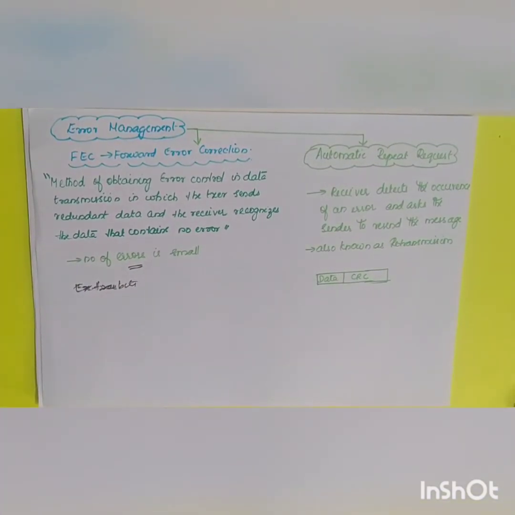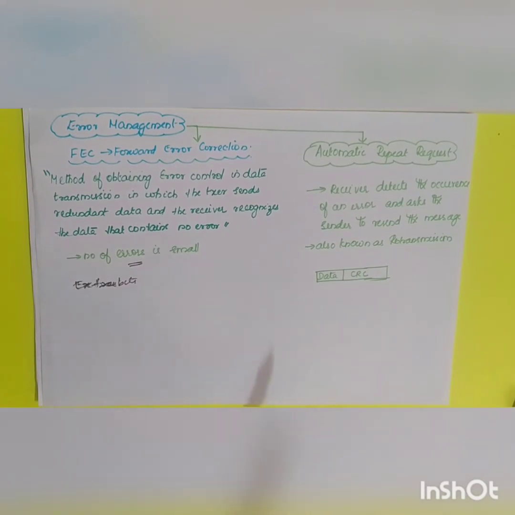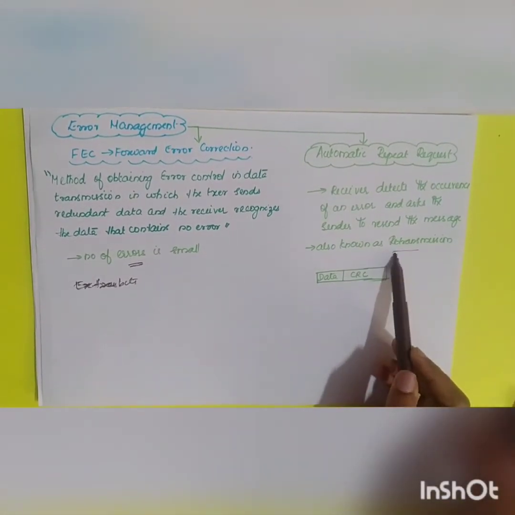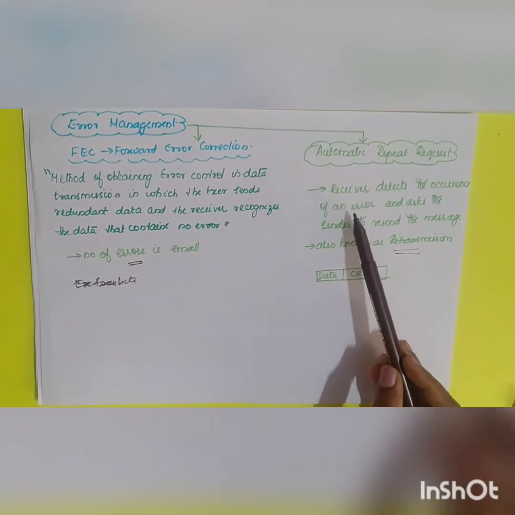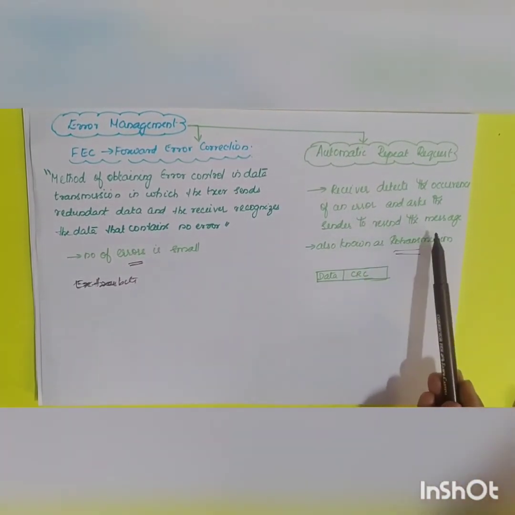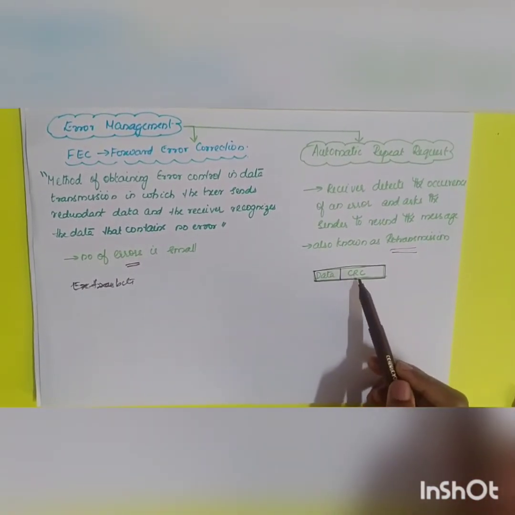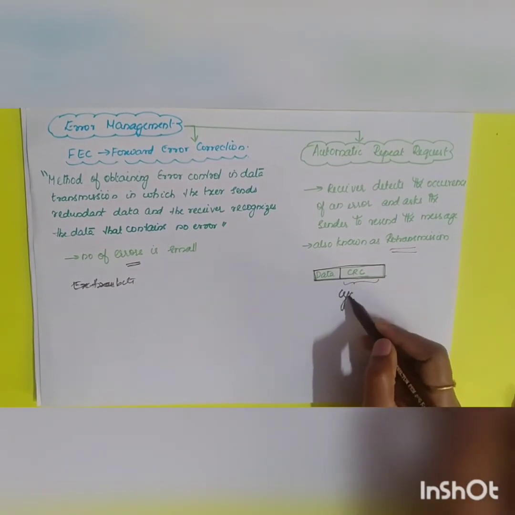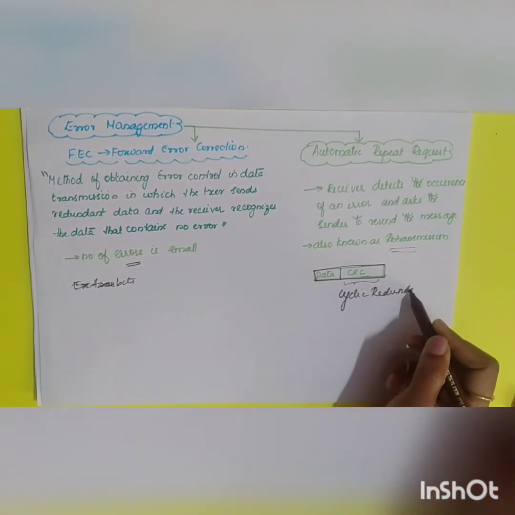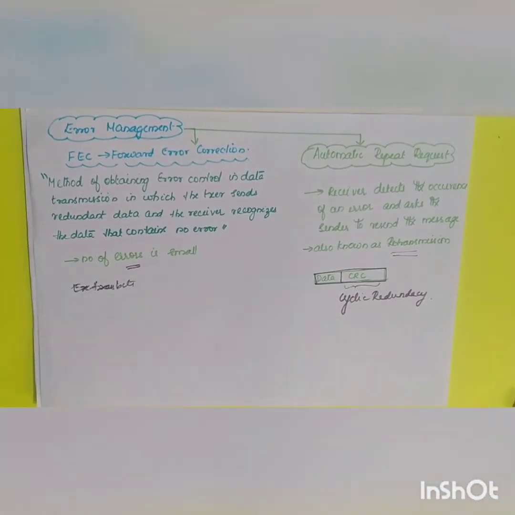Whereas in the case of automatic repeat request, it is a process in which the receiver detects the error and asks the transmitter to resend the message. So it is also known as retransmission. Okay, so here the receiver detects the occurrence of an error and asks the sender to resend the message. From the transmitter side, the data will be appended with some group of bits, that is called a cyclic redundancy check. The receiver will check if the error has occurred. If the error has occurred, then it will ask the transmitter to resend the message once again. So this is the difference between your forward error correction and the automatic repeat request.